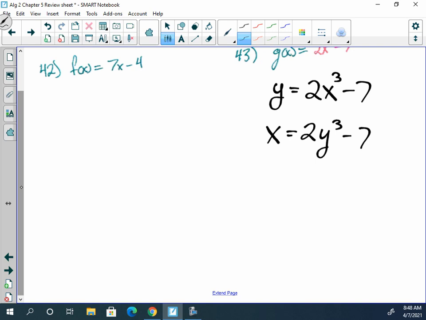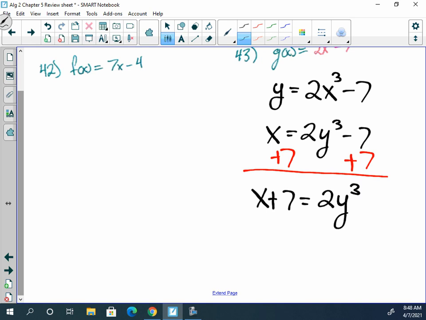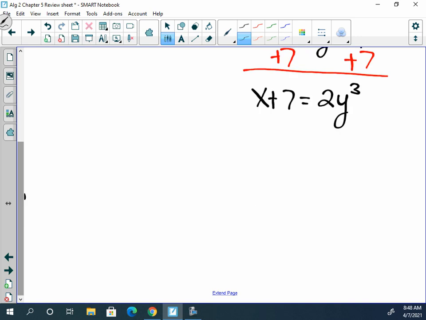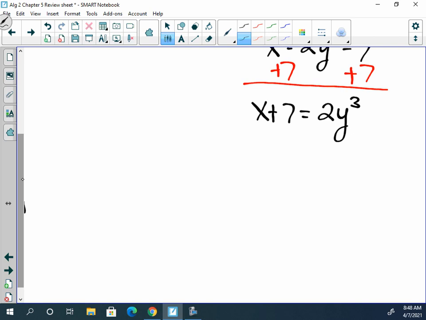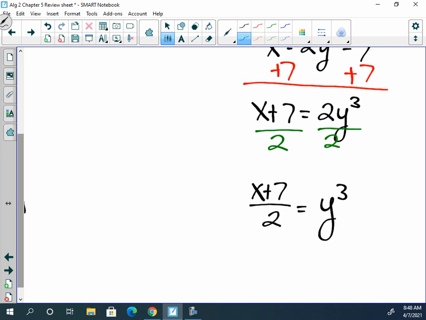Okay? So if I'm looking at this here, what would be the first thing we would want to move? The minus 7, because we can add 7 to both sides. Because we'd have x plus 7 equals 2y cubed. What can we do next? We can divide by 2, because we don't have any other addition or subtraction we can do to get y by itself. So we go to division. So we'd have x plus 7 over 2 is equal to y cubed.